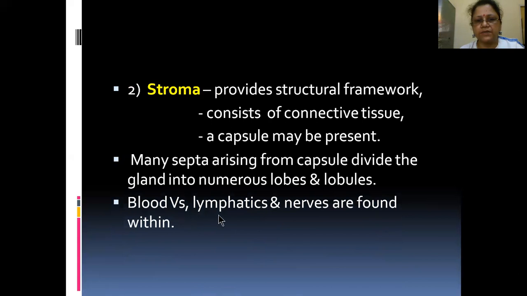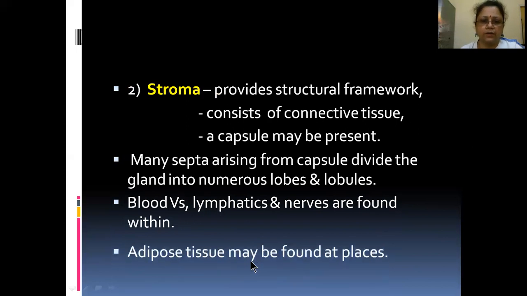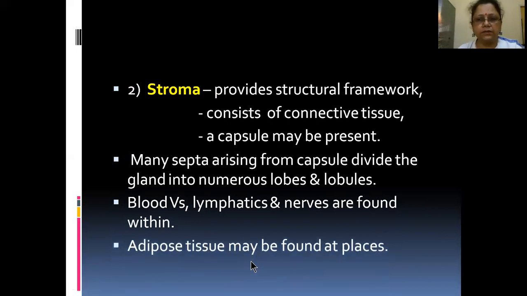So the blood vessels, lymphatics, and nerves are found within. It has to be, because if it is not supplied by nerves, how will the acini function or how will the ducts function? And again, to get the nutrition, blood vessels have to be there, lymphatics have to be there, isn't it? And another structure, that is the adipose tissue. So adipose tissue, it depends. In some glands it will be more, in some glands it will be less, but it will be present to some extent.